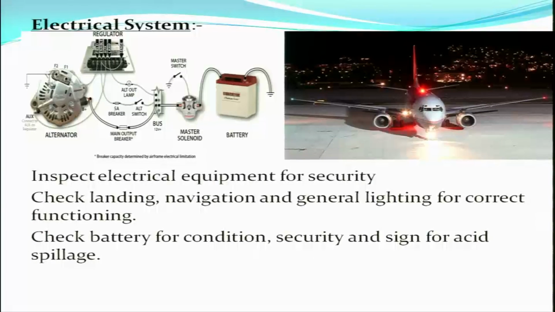Coming to the electrical system, inspect electrical equipment for security. Check landing, navigation and general lighting for correct functioning. We also check the different lights, the landing lights, the navigation lights and the general lights for proper operation. Check the battery for condition, security and signs of acid spillage. We also check the batteries for condition, security and any spillage of the electrolyte.